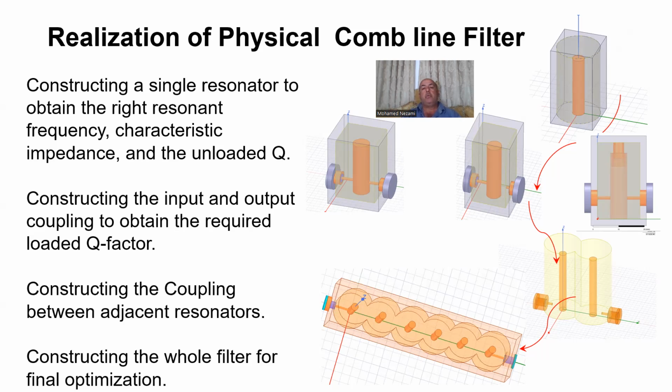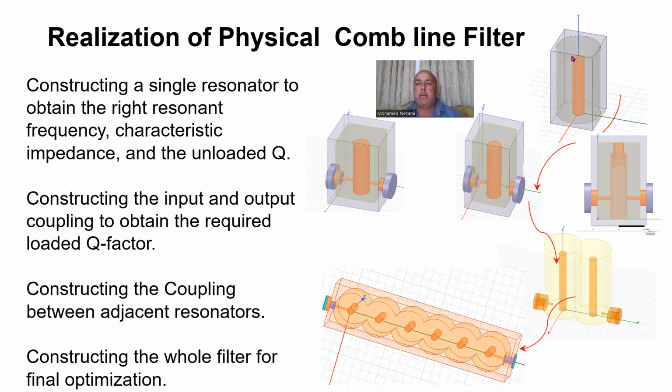So then you say, okay, now I'm ready. I need to realize this filter physically into a comb line filter or into an interdigital filter. So the first thing you would do, of course, is build a single cell resonator, because you know what the center frequency is, so you can right away decide what the length of the resonator is.